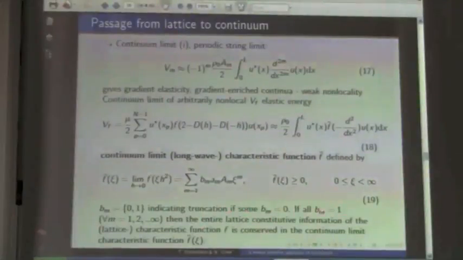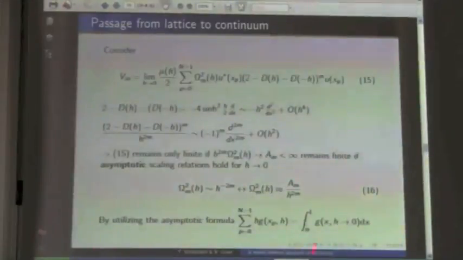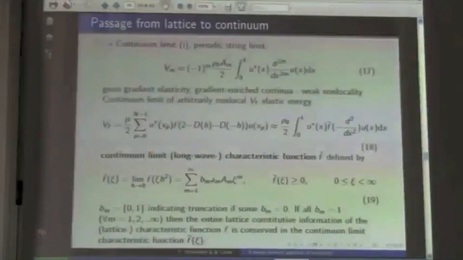If all Bm equal 1, that means all orders m have this scaling behavior, then the whole constitutive information of the lattice is maintained in the continuum limit kernel. If we make this assumption, then we can later reconstruct the lattice characteristic function from the continuum characteristic function, which allows us to reconstruct lattice potentials from the continuum kernel. We will see this a bit later on some examples.